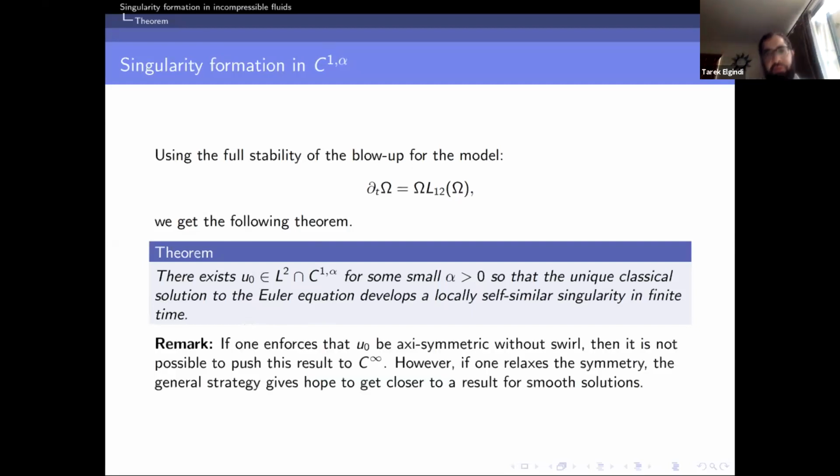This particular construction we did cannot really be pushed to C infinity because of the rotational symmetries we put and some other things. But if you relax some of the restrictions we put, then one can hope that you get closer to smooth solutions. And it seems like this might be possible.